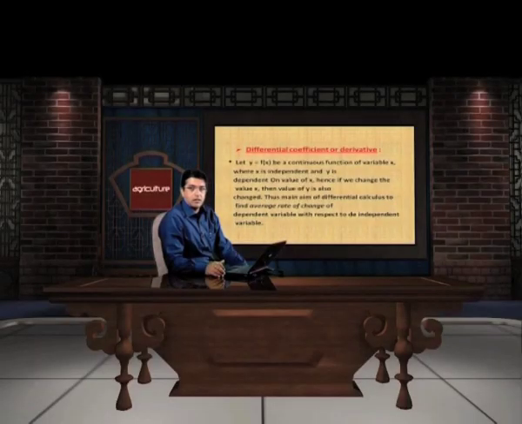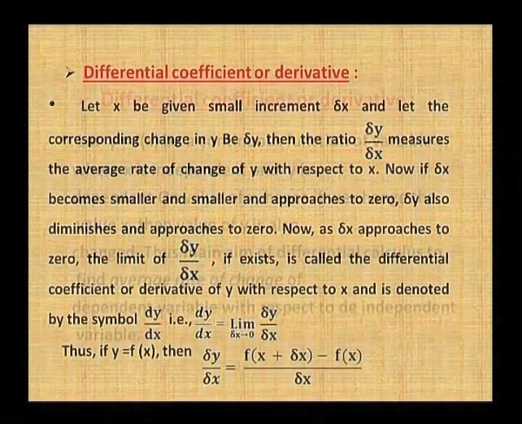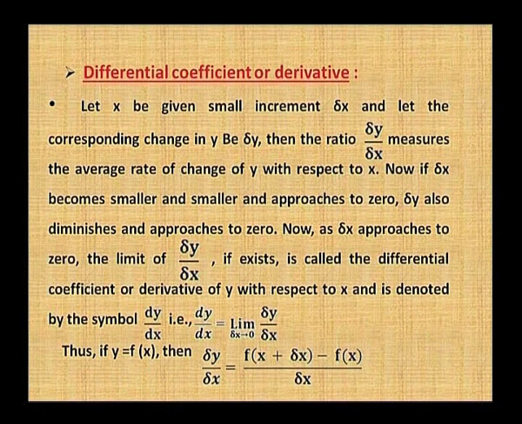Now we start the differential coefficient or derivative. Let y equals f(x) be a continuous function of variable x, where x is independent and y is dependent on the value of x. Hence, if we change the value of x, then the value of y also changes. Thus, the main aim of differential calculus is to find the rate of change of the dependent variable with respect to the independent variable.